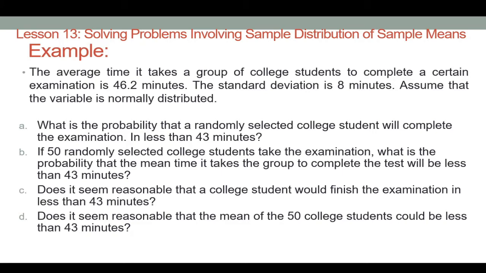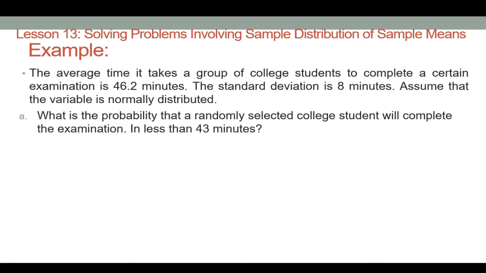Okay. So dito, meron daw exam at ang average time daw ng mga college students para ma-finish yung exam na yon ay 46.2 minutes. According to the data obtained, ang standard deviation na na-compute ay 8 minutes. So, inassume nila na normally distributed yung population. Okay, so ang hinahanap dito, unang-una ay yung probability. So how do we compute for the probability in this situation? Okay, so ano-ano ang step?